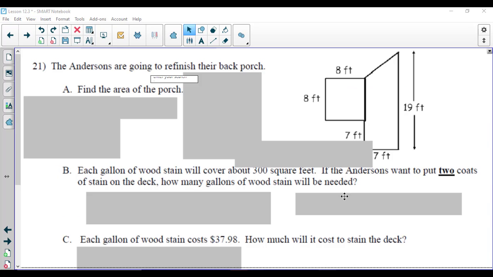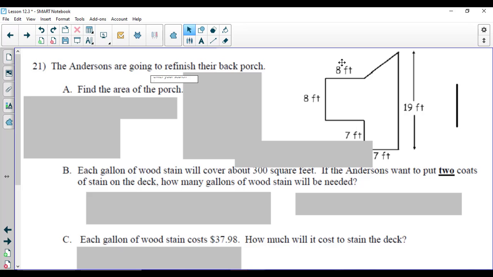Okay, so we're going to get into some somewhat application types of problems related to composite shapes. Question number 21 tells us that the Andersons are going to refinish their back porch, and it gives you a figure that looks like this. I added a line in there. I'll move that out of the way. But it gives us a shape that looks like this, which is pretty typical.